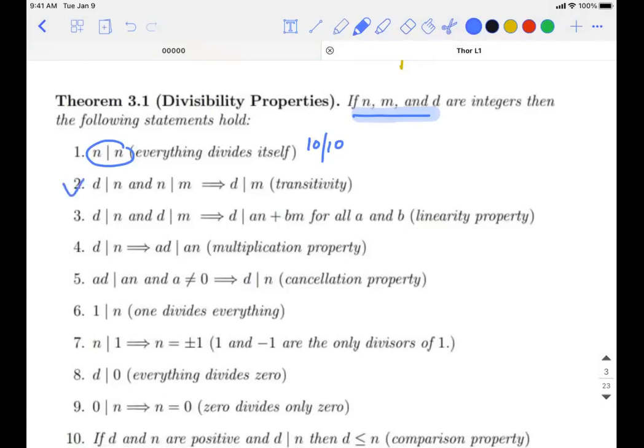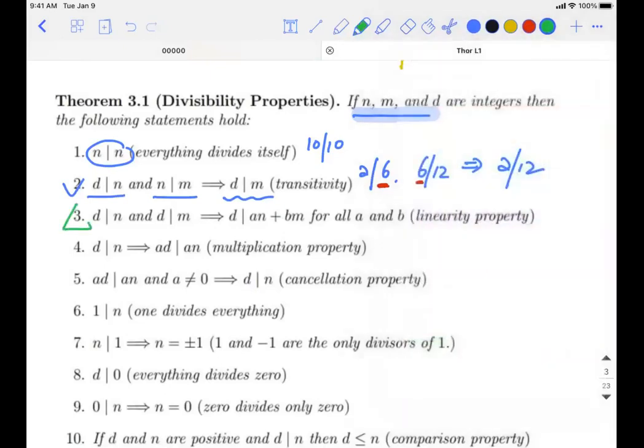Second, if d is a divisor of n, and n is a divisor of m, then d is a divisor of m. For instance, 2 is a divisor of 6, and 6 is a divisor of 12, so 2 must be a divisor of 12. So this divisibility property can be passed on to different forms, as long as you have the numbers in this chain, which is also understandable.